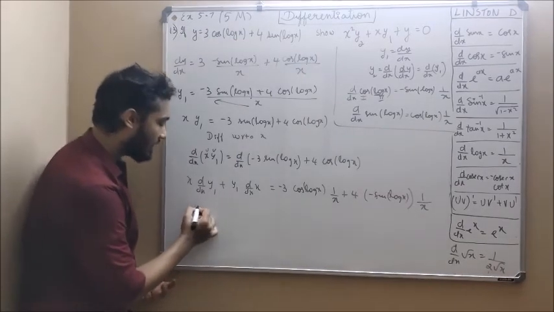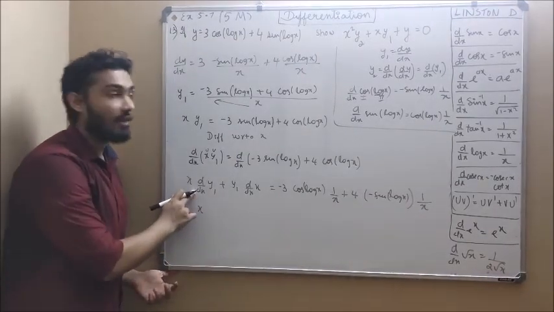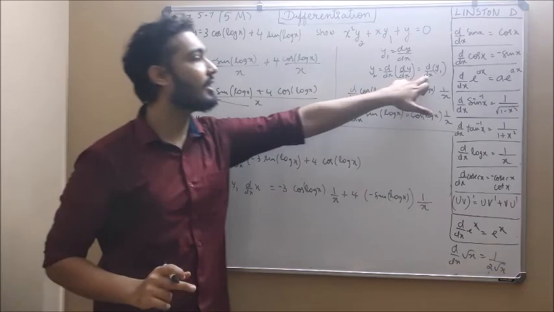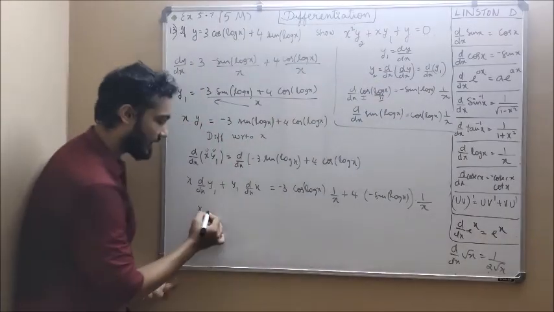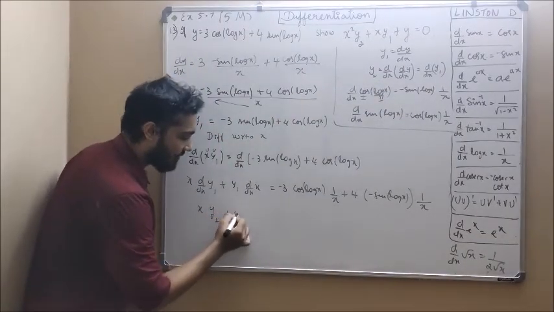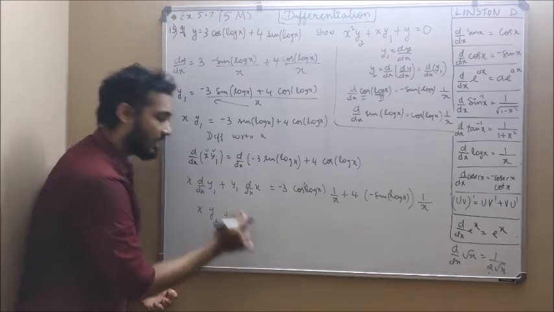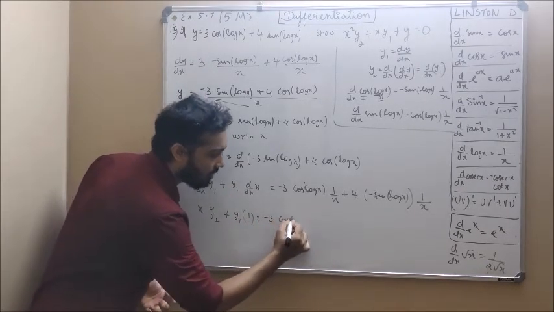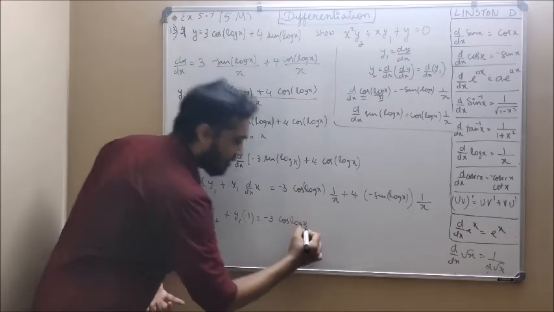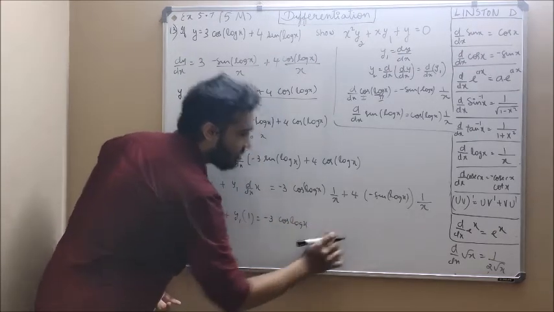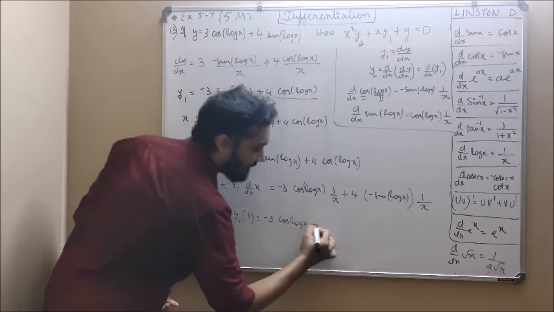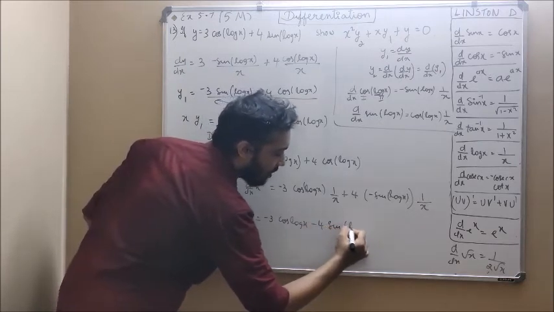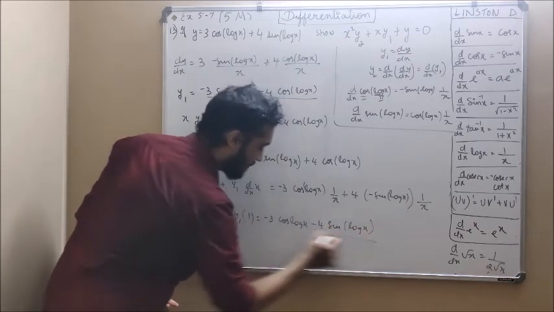Now solve this. x into d by dx of y1. What is d by dx of y1? d by dx of y1 is nothing but y2. So it is xy2 plus y1 d by dx of x, which is nothing but 1, equal to minus 3 cos log x divided by x, and here minus is there, minus 4 sin of log x divided by x.